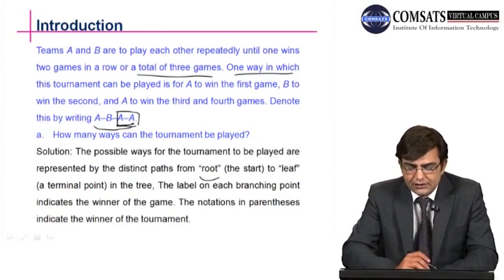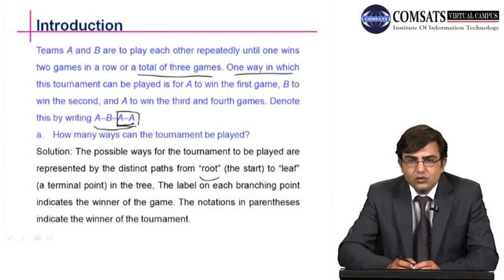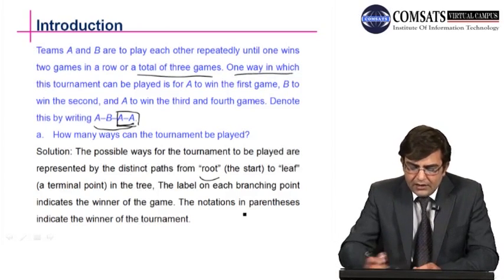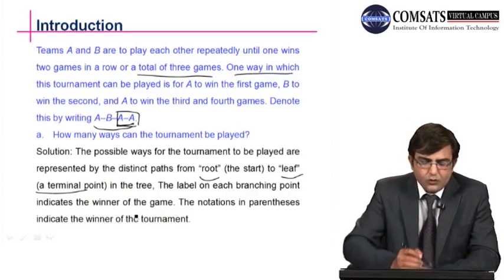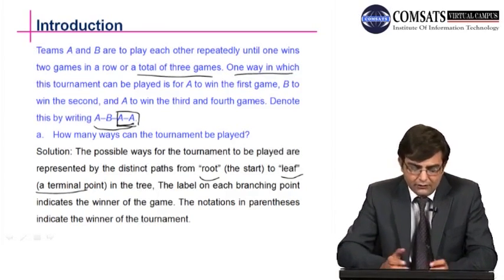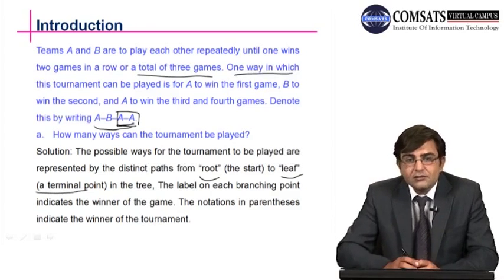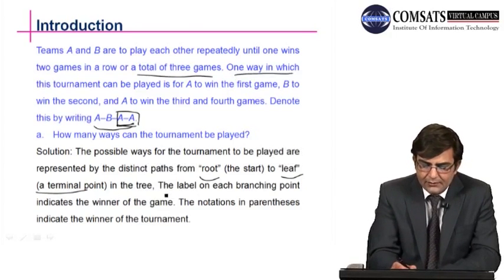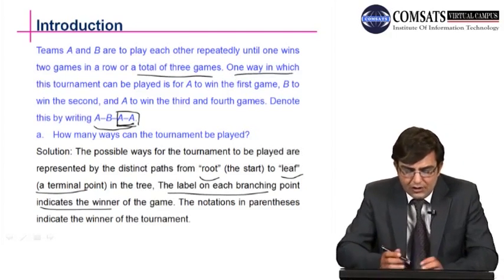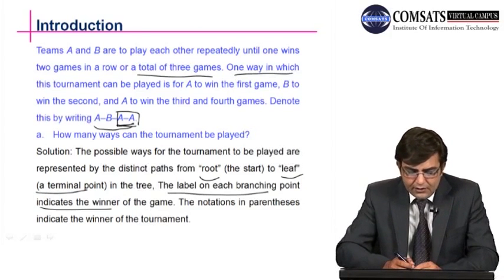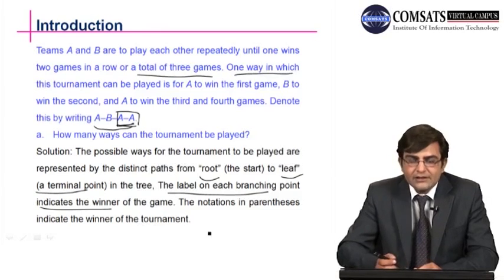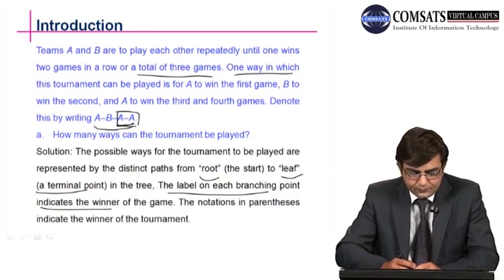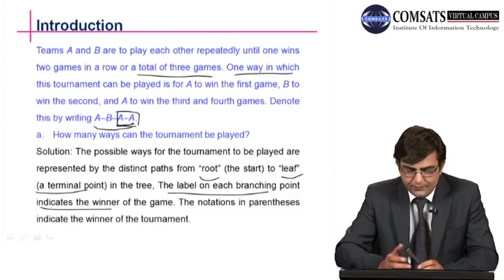The starting point of the tournament is called the root or the start, and the terminal point, where one of the two teams is the winner, is the leaf. Then we stop the tournament there. In a tree, the label on each branching point indicates the winner. I'll show you a graph in which the starting point is called the root and the terminal point is called a leaf, in which there are some branches, and we indicate the winner of the game by the branches.